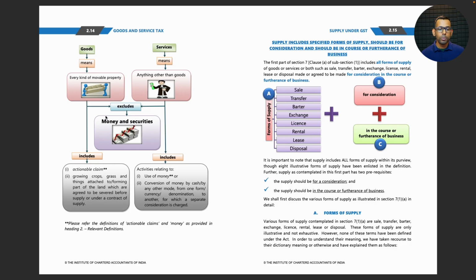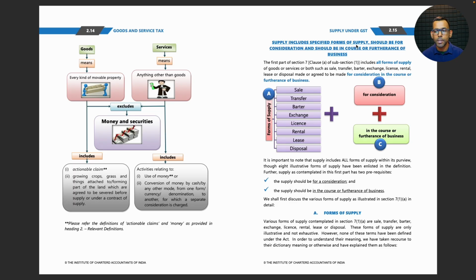So, goods and services exclude money and securities, but it still includes use of money and conversion of money. Money exchange and currency exchange services will be covered under GST. And goods means every kind of movable property. It also includes actionable claim and growing crops, like plants and all that we sell, which are attached to the earth, but we sever it or cut it to take it out from the earth before selling it.